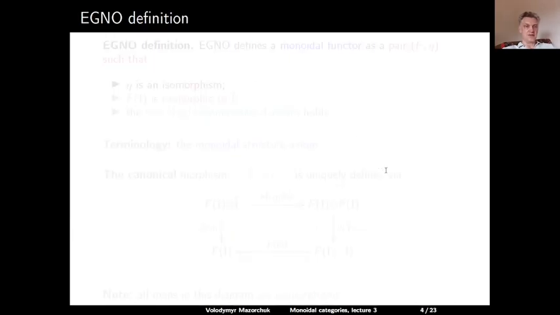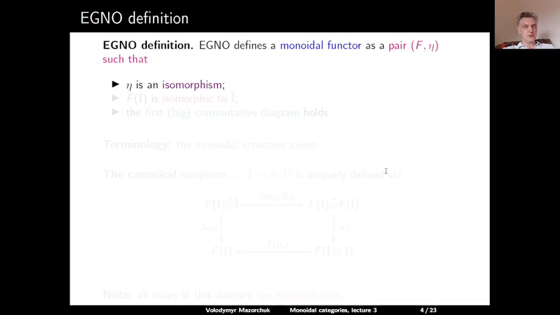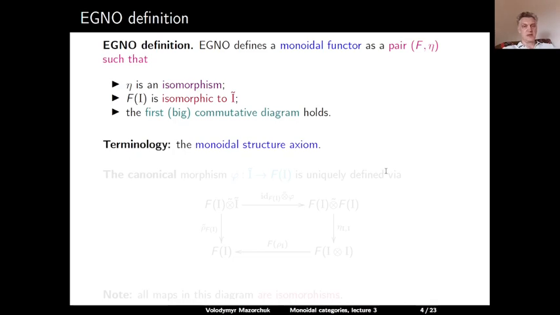Now, that was the classical definition, and in the book of EGNO, the definition is slightly simplified. The definition in the book defines a monoidal functor as a pair (F, eta), where F and eta are as before, with eta being an isomorphism. Then they assume that F(I) is just isomorphic to I tilde without choosing that isomorphism explicitly. And then they require that the first big commutative diagram holds. And they call this big commutative diagram the monoidal structure axiom.